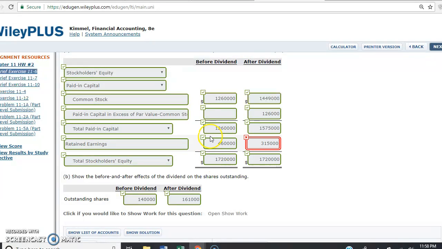That same equation works over here as well with the before dividend value. If you subtract the total paid in capital from the total stockholders' equity, you find the retained earnings, because you're just going in reverse. To find this number down here, you're adding these together, and to find this number down here, you're adding these together. I don't know why I was being stubborn there, but hopefully that helps you guys out. The total retained earnings after the dividend is $145,000.